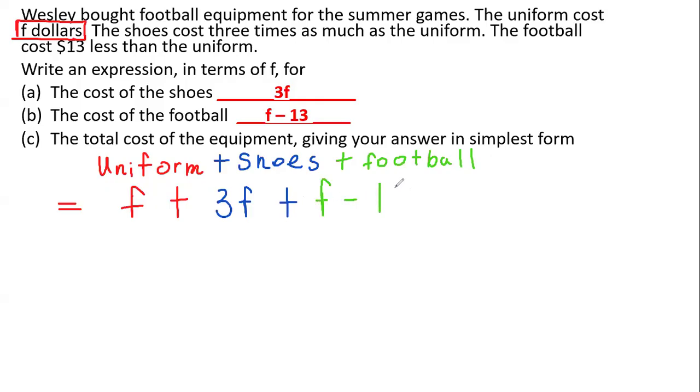We have F plus 3F plus F minus 13. Can you simplify it? So what do we have to do? How could we simplify this? I think you should add all the like F terms together, plus 3F, and take away 13.